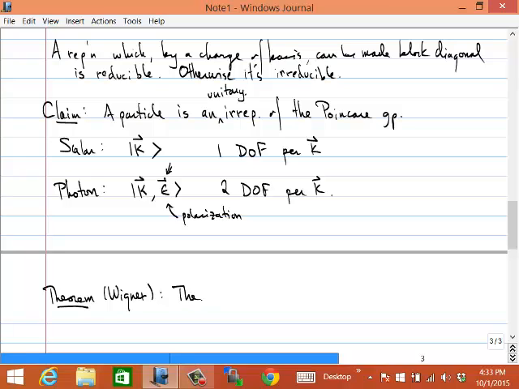And the result is that the unitary irreducible representations of the Poincare group are labeled by 2 pieces of data.